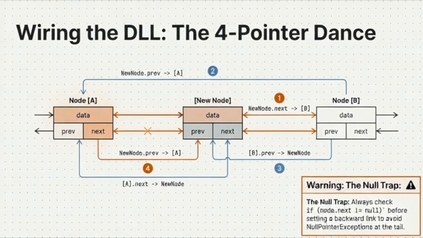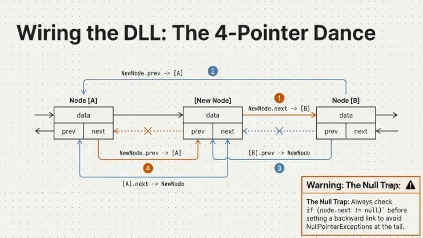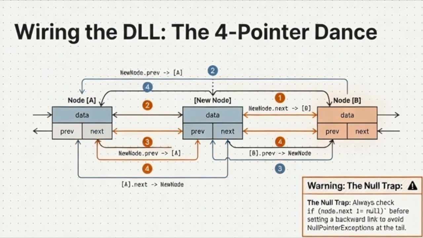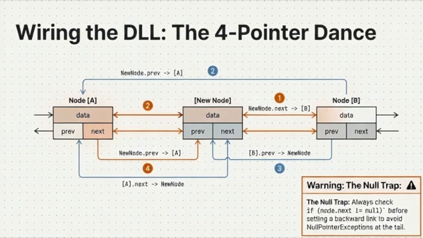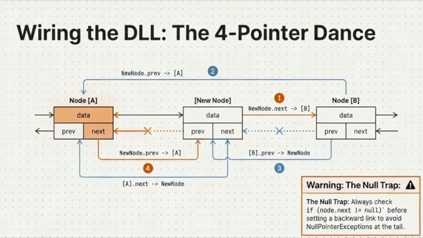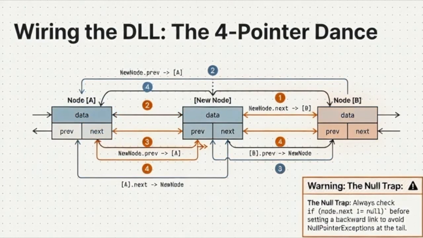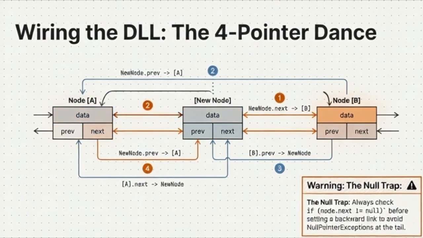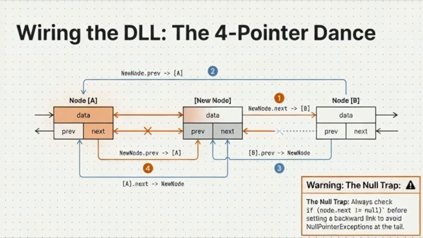Inserting into a doubly linked list is what I call the 4-pointer dance. You have to wire 4 connections. New node dot next points to B, new node dot previous points to A, B dot previous points to new node, and A dot next points to new node. Warning here, beware the null trap. Always check if node dot next is not equal to null before setting a backward link. If you try to set .previous on a null neighbor, you will get a null pointer exception.